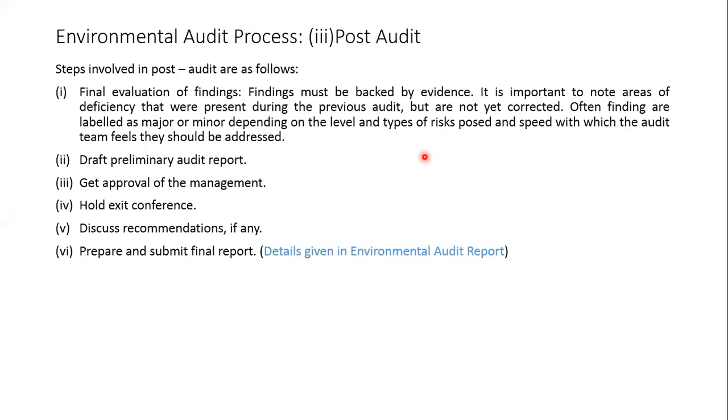Okay, that is also very important. Often findings are leveled as major or minor depending on the level or type of risk posed and the speed with which the audit teams feel they should be addressed. Now, these findings leveled as major or minor, as I told you earlier, depend upon the assurance of the auditee and at the same time the feeling of the auditor team. The auditor team should also be convinced that what these people are assuring, that they will fix it, they should also be very sure that they will fix it.